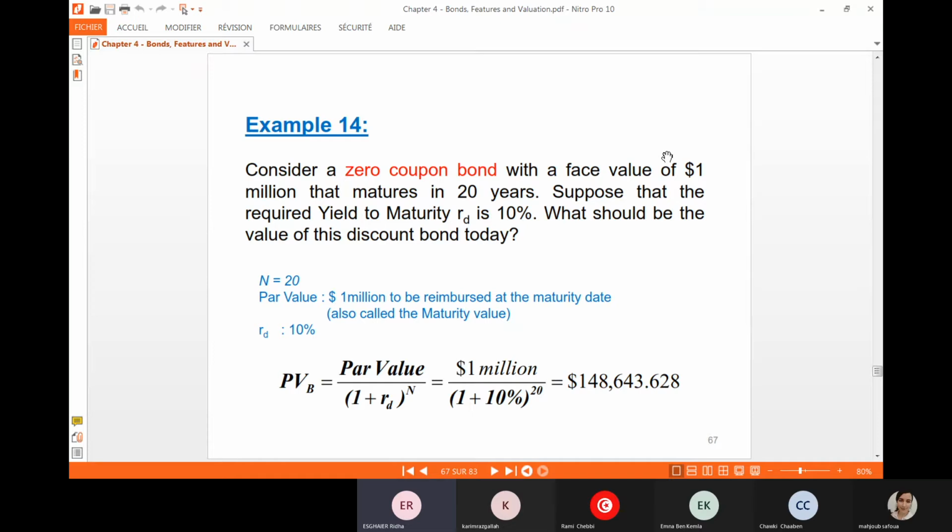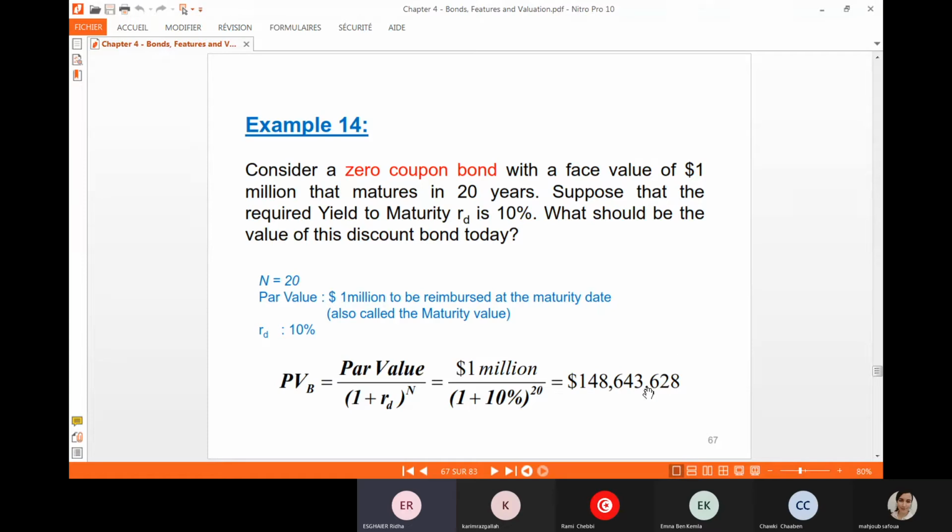Here, the face value of the zero coupon bond, which is the par value, the amount that will be reimbursed 20 years from now, is $1 million. Suppose that the required yield to maturity on this bond is 10%. What should be the value of this discount bond today? Simply, it is the present value of $1 million using a 10% annual rate of return and 20 years until maturity.